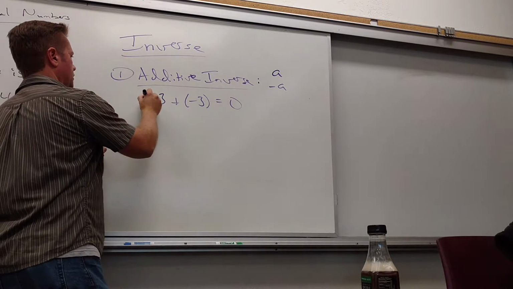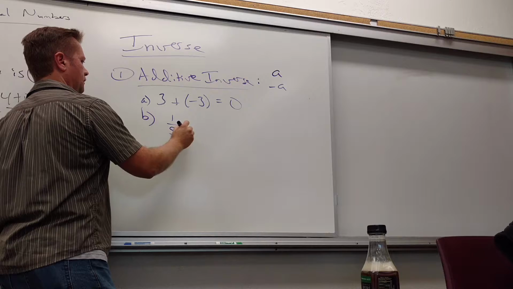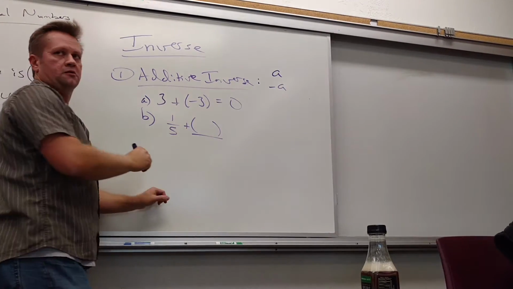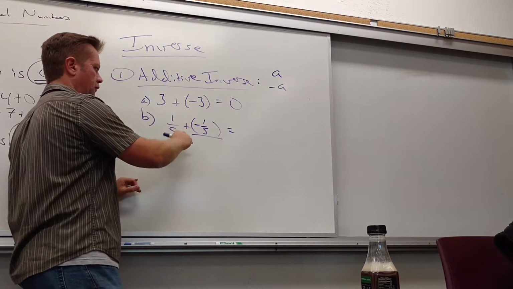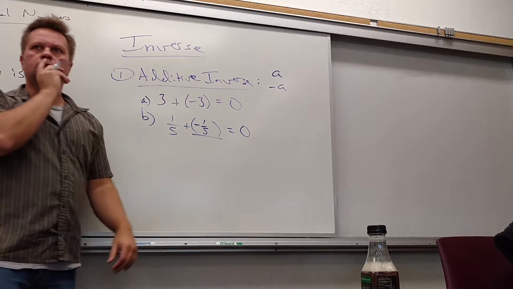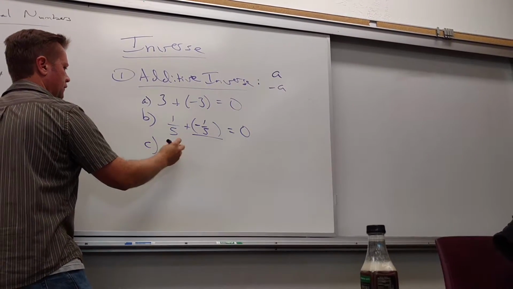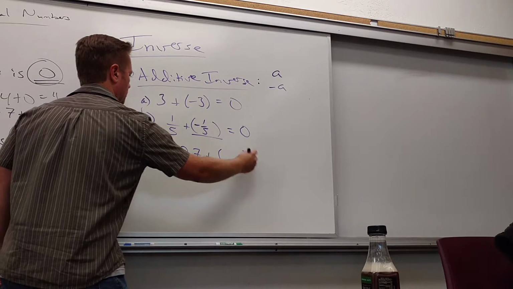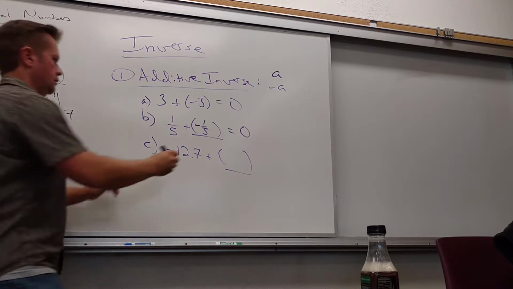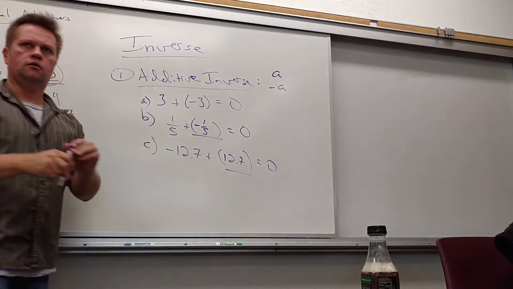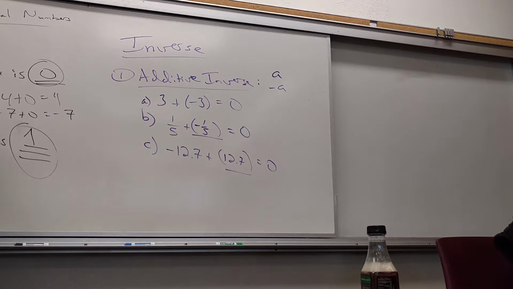So what's the additive inverse of 1/5? Negative 1/5. Because when you add 1/5 to -1/5, you get 0. What's the additive inverse of -12.7? Positive 12.7. All right, so inverse is that. Additive inverse is the opposite sign number. Change the sign. If it's negative, its additive inverse is the same number with the positive sign.